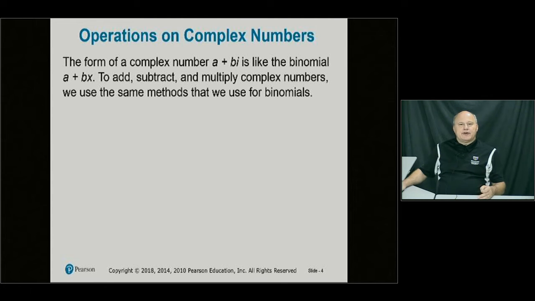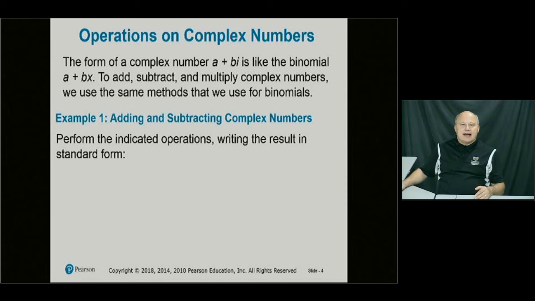Okay, so operations of complex numbers. Right now what we're going to do is learn how to add, subtract, multiply, and divide complex numbers. That's the main part of this section. Okay, so the form of complex numbers a plus bi is like the binomial a plus bx. To add, subtract, and multiply complex numbers, we use the same methods that we use for binomials. Alrighty? So, example 1, adding and subtracting complex numbers. We're going to perform the indicated operations, writing the result in standard form.